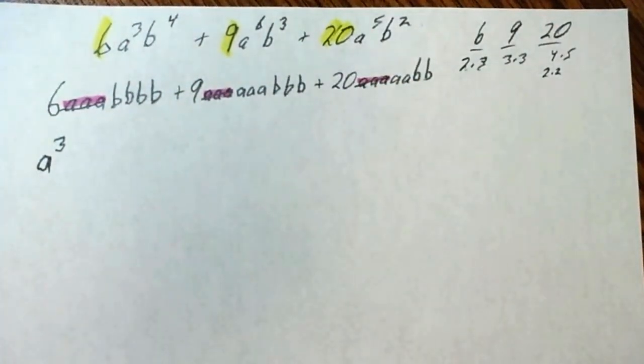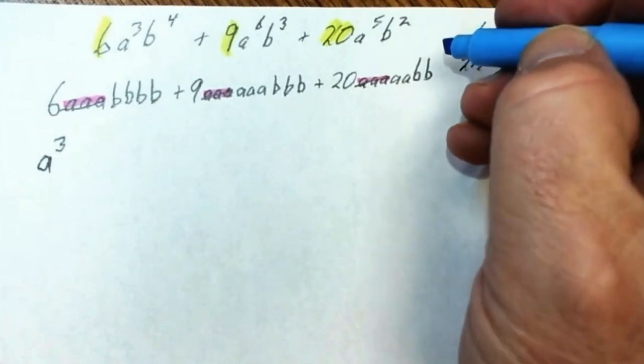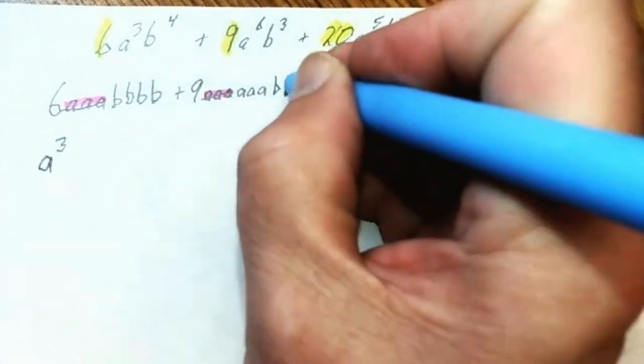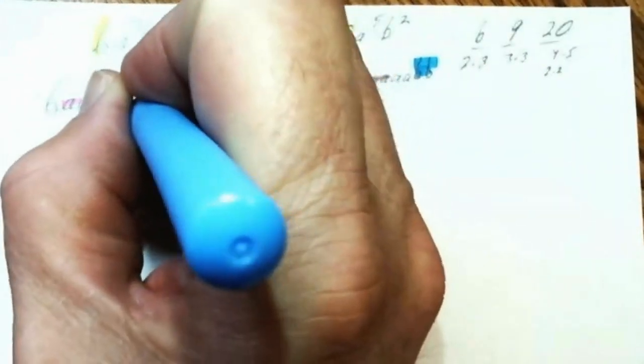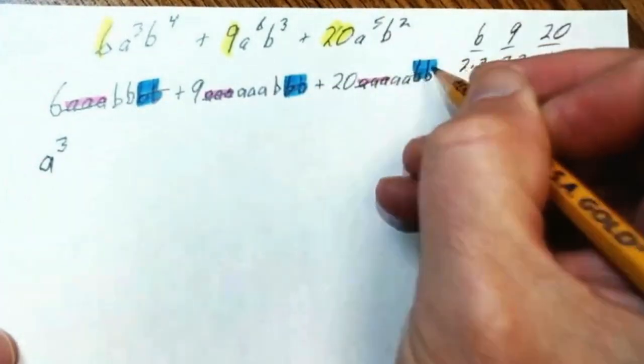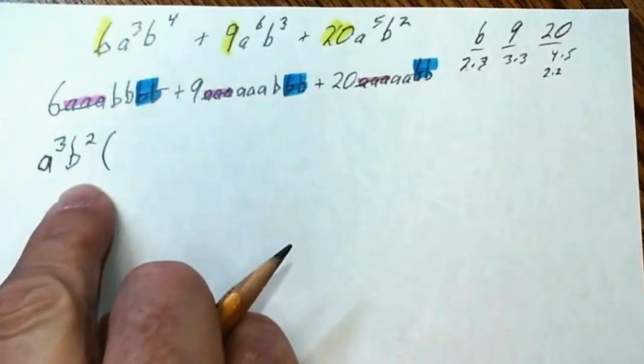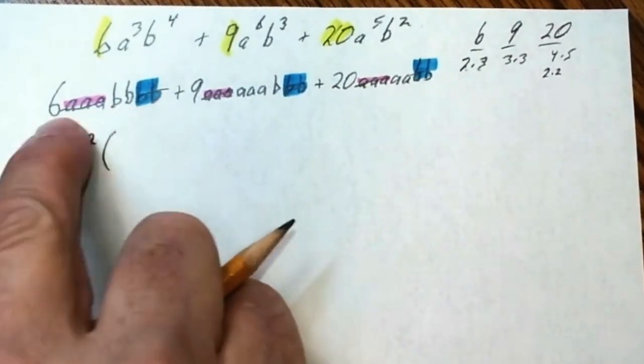Now, what about the B's? There's 4 B's here, there's 3 B's here, there's 2 B's here. So this is the smallest amount. There's 2 B's. So we can take 2 B's out of that and 2 B's out of that. So we can factor 2 B's out of each of those terms and have a B squared. Which now, when we factor out 3 A's and 2 B's, what's left?